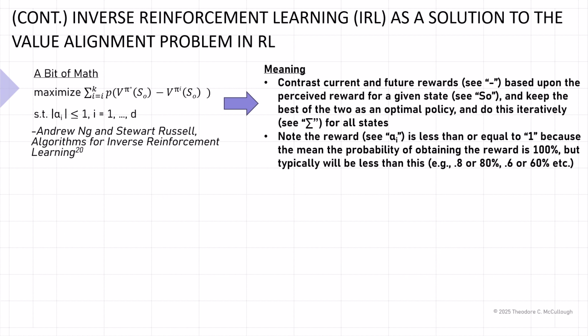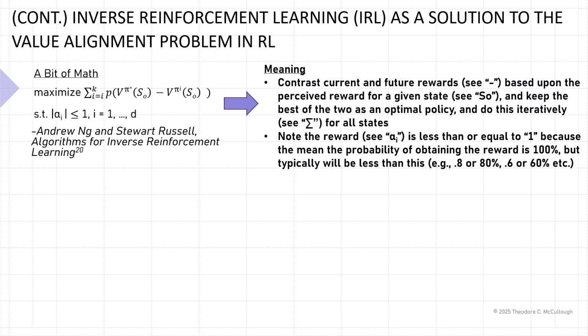So let's talk a little bit about the math and an example algorithm for inverse reinforcement learning. Shown here is an example algorithm for inverse reinforcement learning that seeks to maximize the sum of differences between a first policy and a second policy, processing the state S sub 0. What's more is that the reward here must be less than or equal to 1. So let's unpack this a little bit.